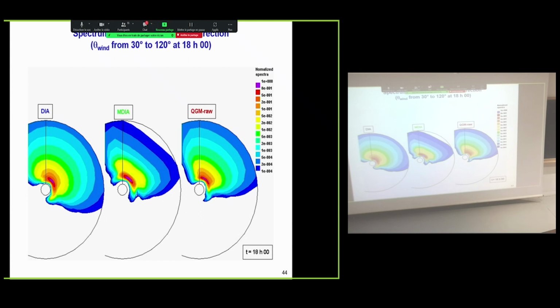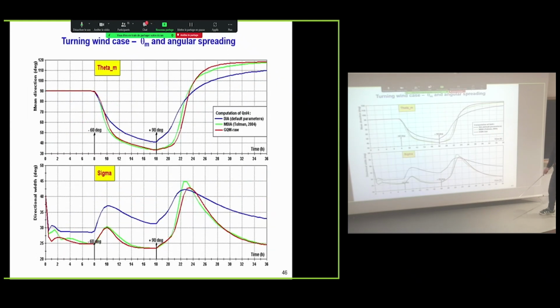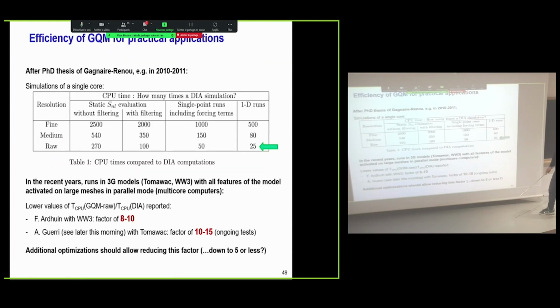Okay, no. Well, this was an animation of the turning wind case, which shows different behavior between these three methods, the DIA, the MDIA, and the GQM, where the nonlinear features are different, and in particular, in some cases, you have bimodality with the exact method, and you don't have that with the DIA. Okay, I will skip that to conclude.